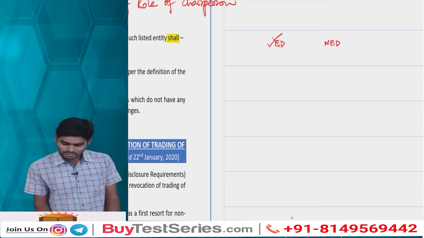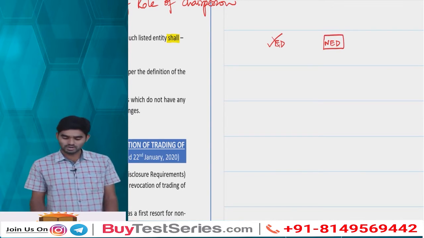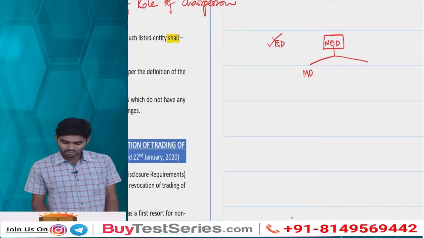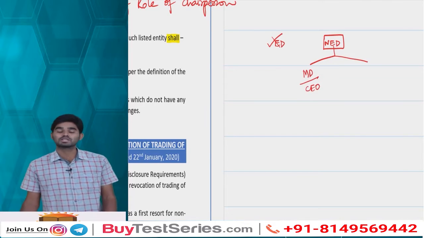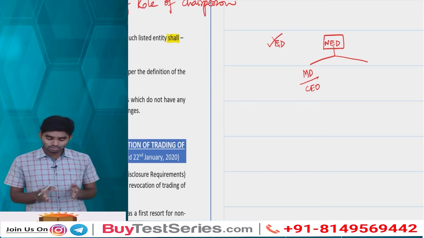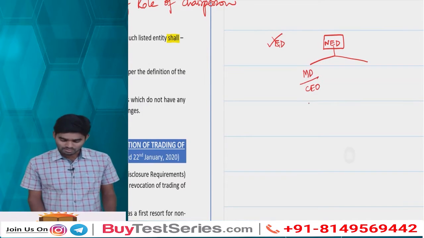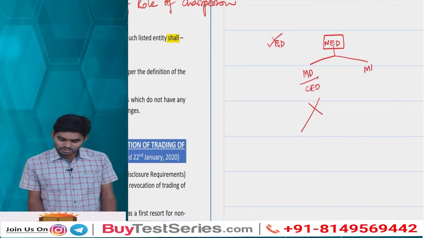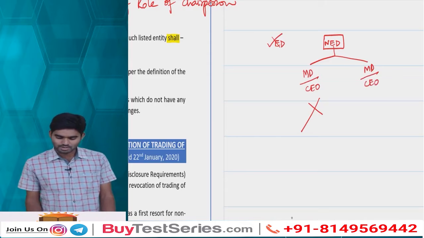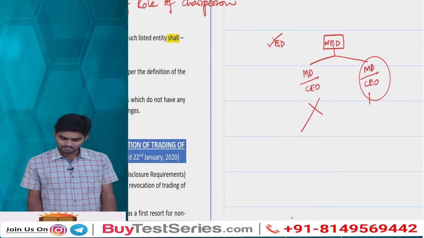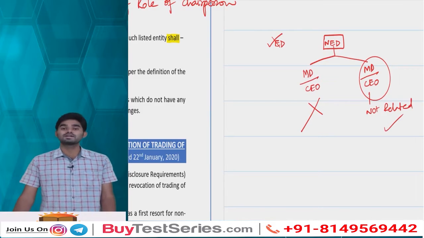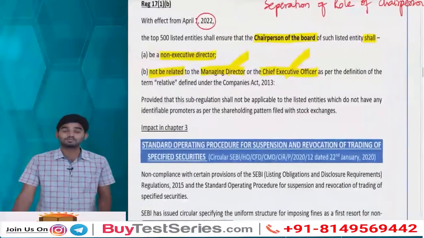But if at all you are a non-executive director, then you need to check whether you are related to the managing director or CEO of the listed company. If at all you are related to the managing director or the CEO of the company, then you cannot be appointed as a chairperson. If at all you are not related to the managing director or a CEO of the company, then you can be appointed as a chairperson of that listed company.